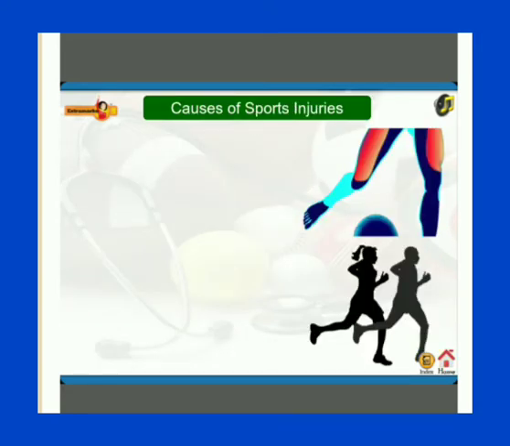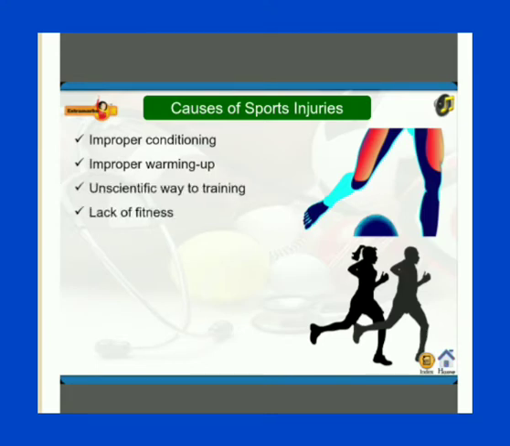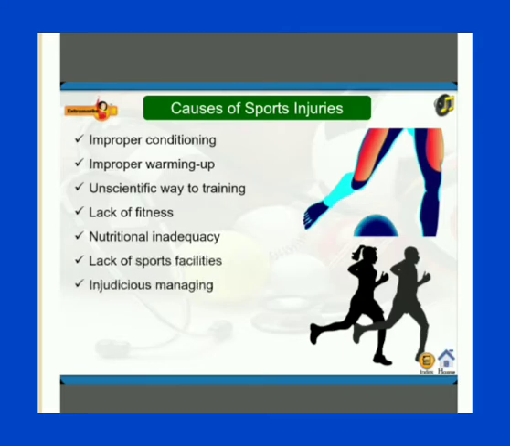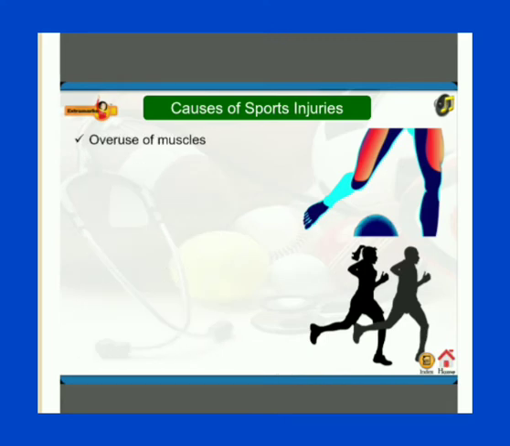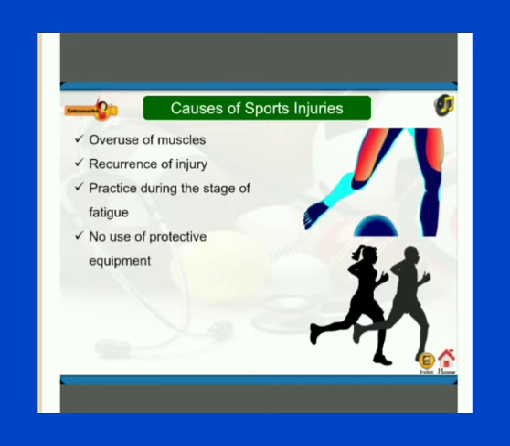Let us now identify the major causes behind these sports injuries. Sports injuries may happen due to various causes, such as improper conditioning, improper warming up, unscientific way of training, lack of fitness, nutritional inadequacy, lack of sports facilities, injudicious managing, improper sports equipment, pressure of competition, carelessness during games, overuse of muscles, recurrence of injury, practice during the stage of fatigue, and no use of protective equipment.